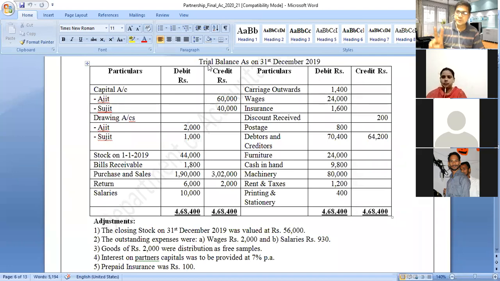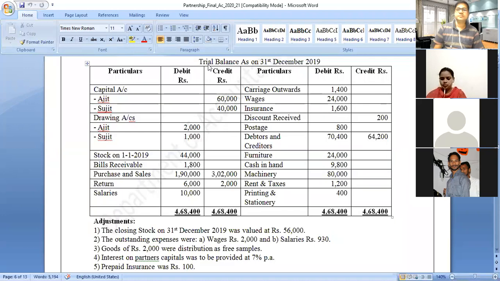Now this particular interest on capital, we have to show two effects. Can anyone explain the two effects of the interest on capital? If you know something, then you have to give the answers. Otherwise, don't guess. Profit and loss account debit side and add in partners' capital. First effect, profit and loss account debit side, and second effect, add in partners' capital.